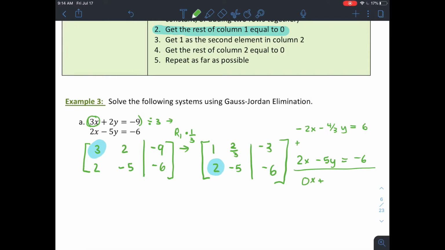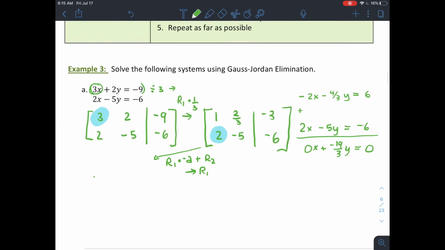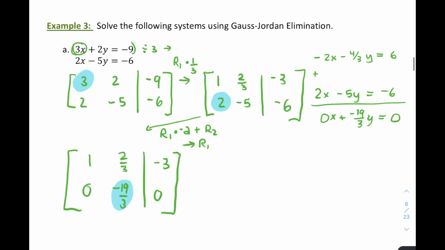So you're going to end up with a 0x, -19/3 y, and 0. And then I'm going to rewrite that matrix with my new coefficients. Notation-wise, some people will write, okay, I multiplied row 1 by -2, I added it to row 2, and then do a little arrow for I put it back in row 2. That should say 2, not 1. All right, so we're halfway done with our process.